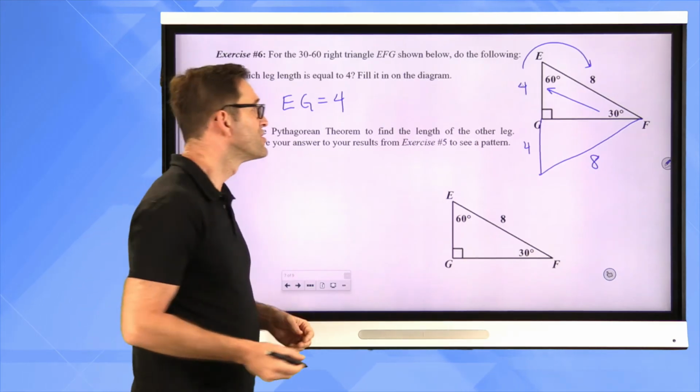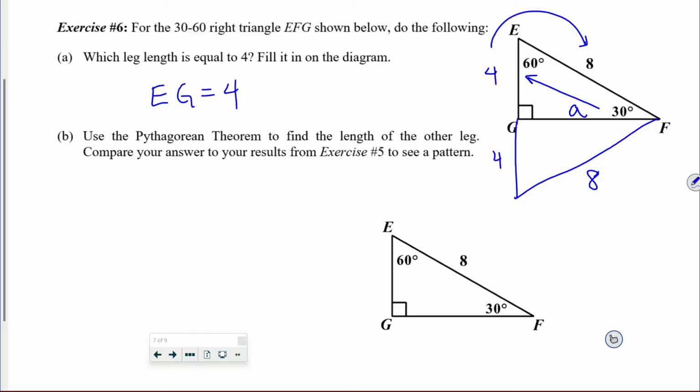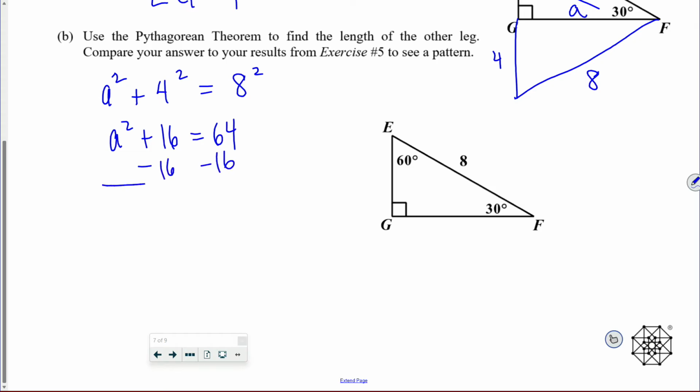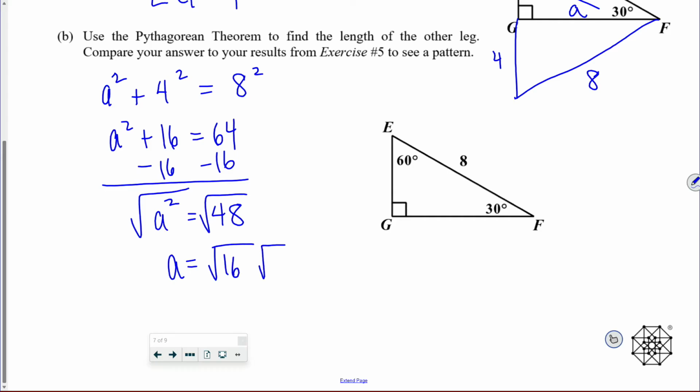All right, let's do it. So again, maybe I'll call this A, right? And I'll get A squared plus 4 squared is equal to 8 squared. A squared plus 16 is equal to 64. Subtract 16 from both sides. A squared is equal to 48. Take the square root of both sides. Biggest perfect square that goes into 48 is 16, and it goes in 3 times. So A is 4 times the square root of 3. So let's get all those labeled.